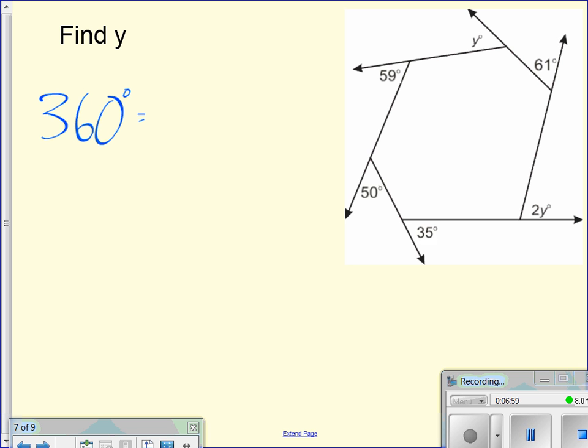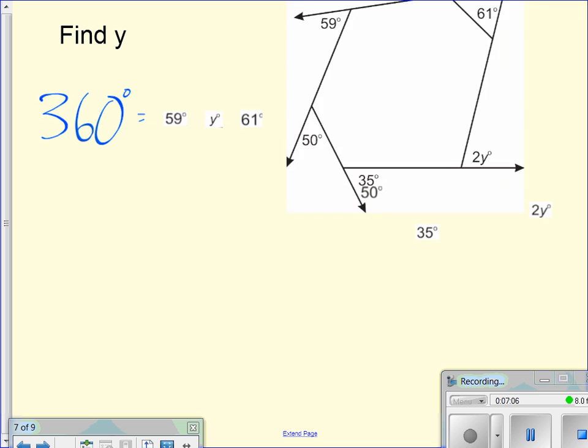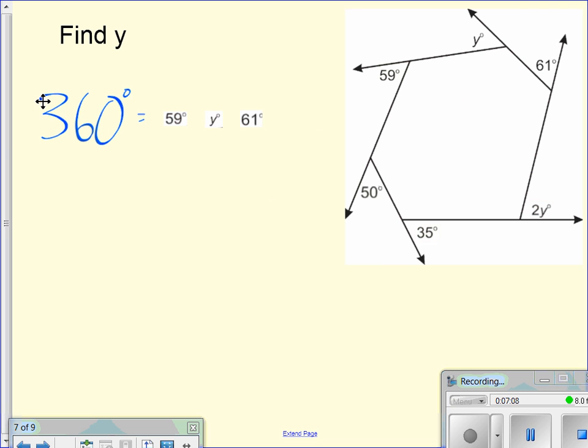Take every single one of those angles here, and let's move them over a little bit. Give me some room. Awesome. I got all these. I want to add them all together, and I know the sum of all of these angles will get me 360.